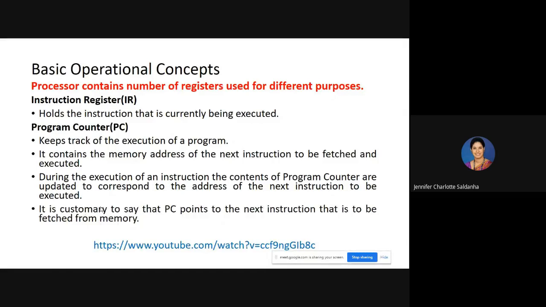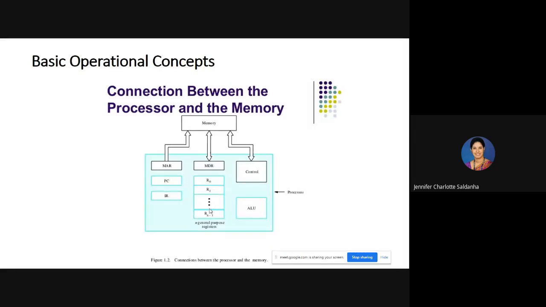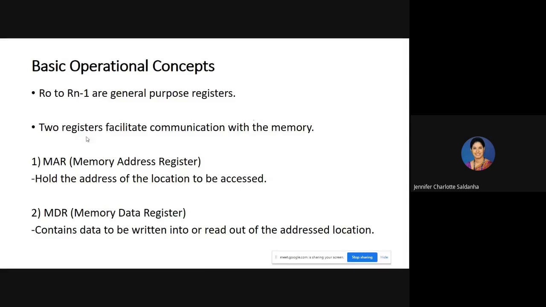Okay, I'll proceed. So it is customary to say that the program counter points to the next instruction that is to be fetched from the memory. Okay. So you know that R0 to Rn minus 1, which are there in that figure, are the general purpose registers. Two registers facilitate communication with memory, and those are MAR and MDR.